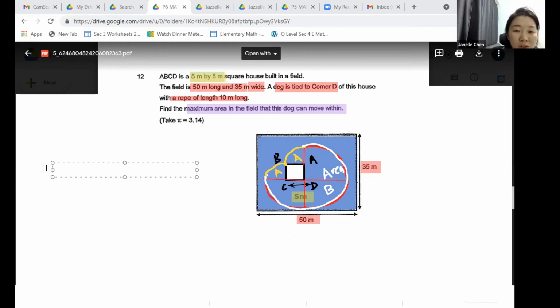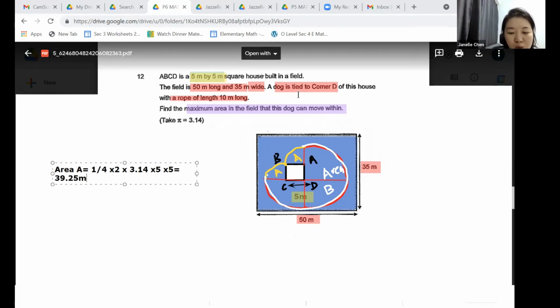I'm going to find area A first. For area A, we are finding 2 quadrants. I'm just going to take half, or you can take 1/4 and then times 2, then times pi. In this case, they want us to use pi as 3.14. Then I will times the radius for the small quarter. The radius is actually 5 based on the square itself, so it's 5 times 5. If we press our calculator, we should be getting 39.25 meter square.